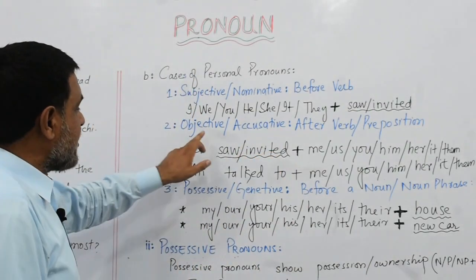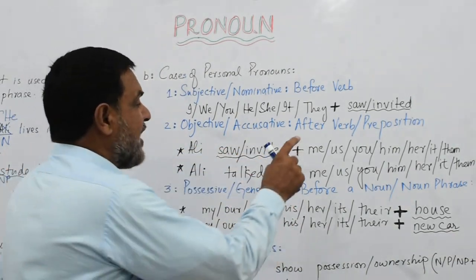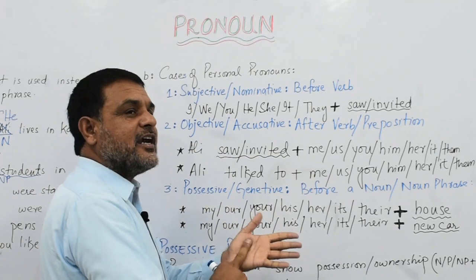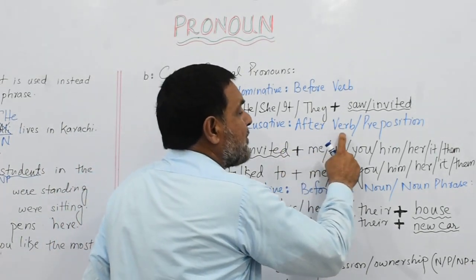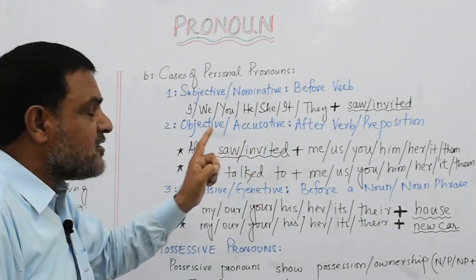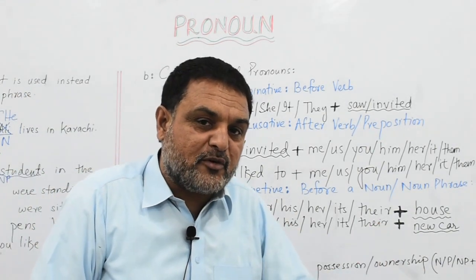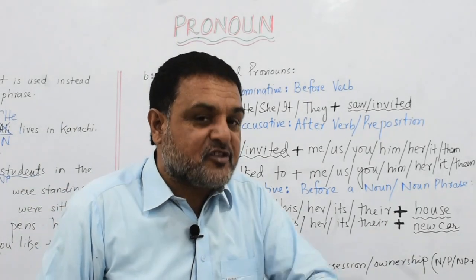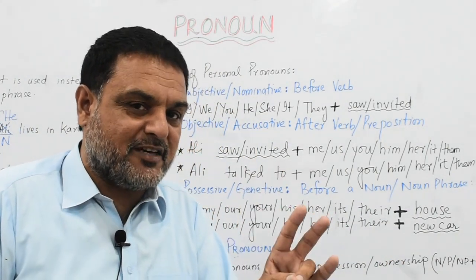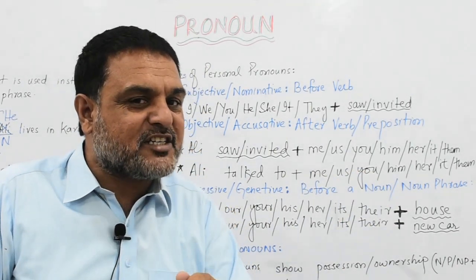And the second one is called the objective case of the personal pronoun, or the accusative case. What is it? When a personal pronoun (I, you, we, he, she, it, they) is used after a verb or after a preposition, then remember, in such cases, we call these personal pronouns objective cases. The objective case will be used after the verb or after the preposition. Before the verb, the case of the personal pronoun will be nominative or subjective. And after the preposition or after the verb, the case will be objective or accusative.